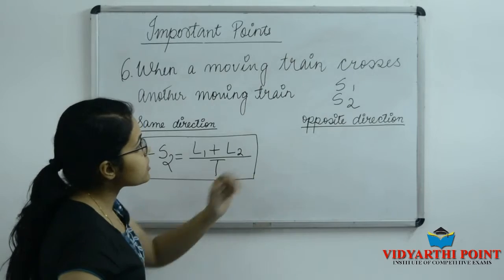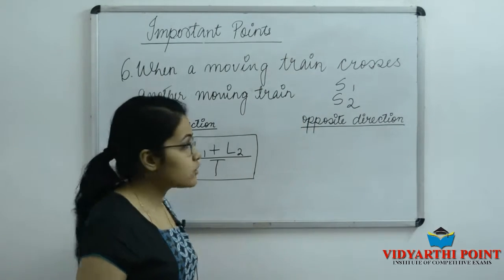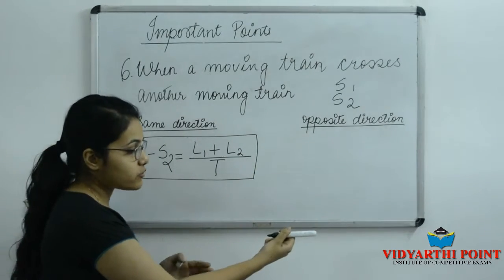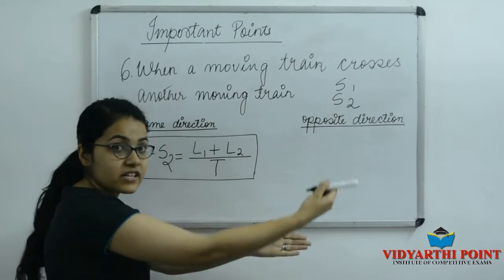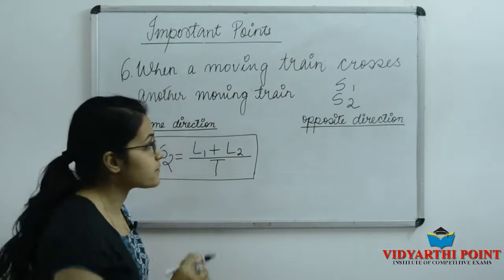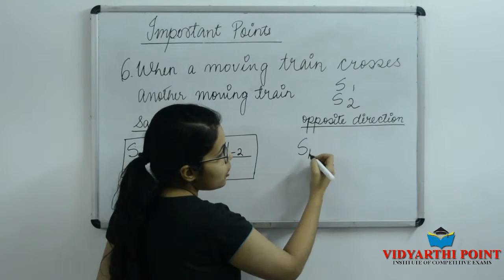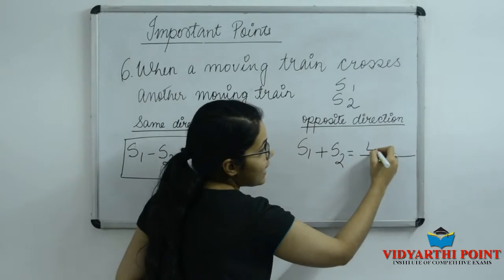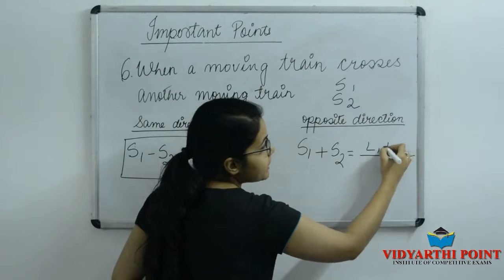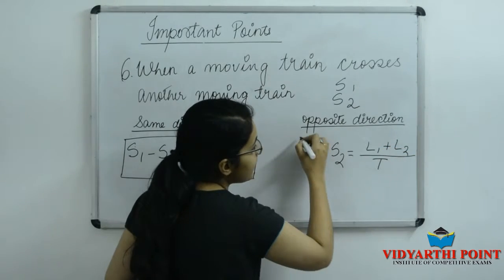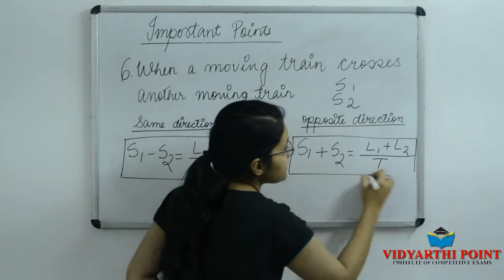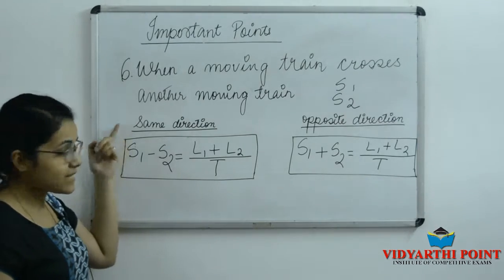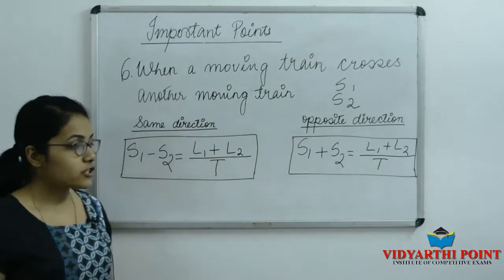Now if it is opposite direction, both the speeds we have to take. This is the second train, that is the second object, and this train is going in this direction, this train is coming in this direction, that is in opposite direction. In such cases, S1 plus S2 equals to L1, length of first train, plus L2 divided by the time, which is always constant. So this is the formula in case of two moving trains in same direction and in opposite direction.